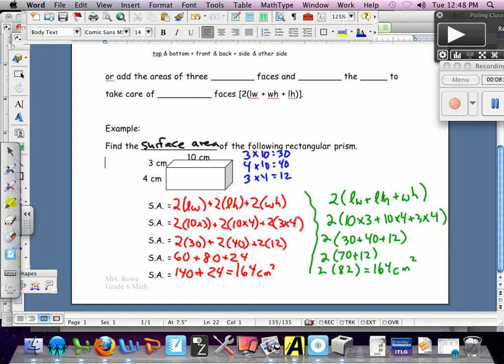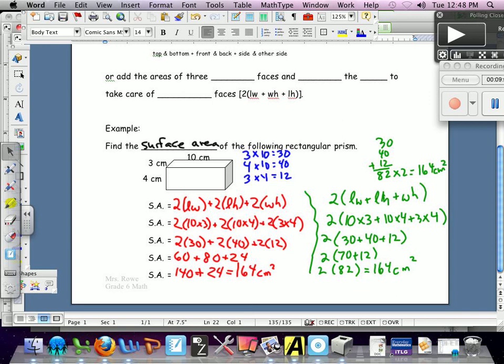So like I was saying, a lot of times I don't necessarily write it in proper formula format. Instead, I find my pairings like we did up here in the blue, and then I figure out which way I want to get all 6 of them. So I've done these computations in the formula model, but if I wanted to add these up and then double it, that would be like the green model. That would be taking my 30 plus 40 plus 12, adding them up to 82, and then doubling it to get my 164 centimeters squared.